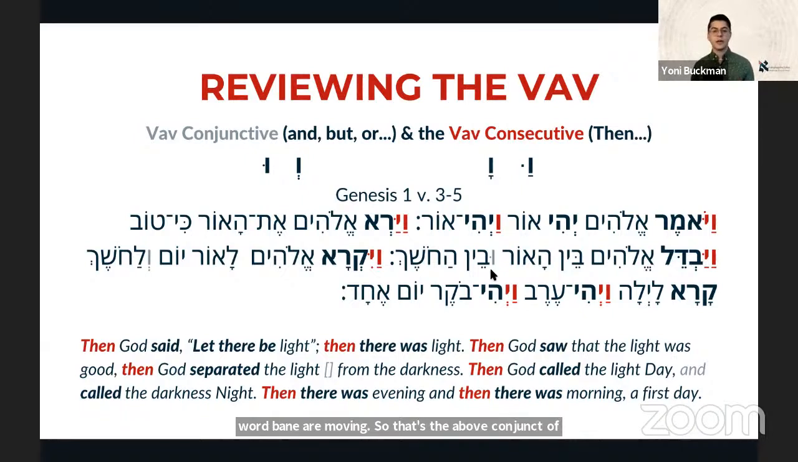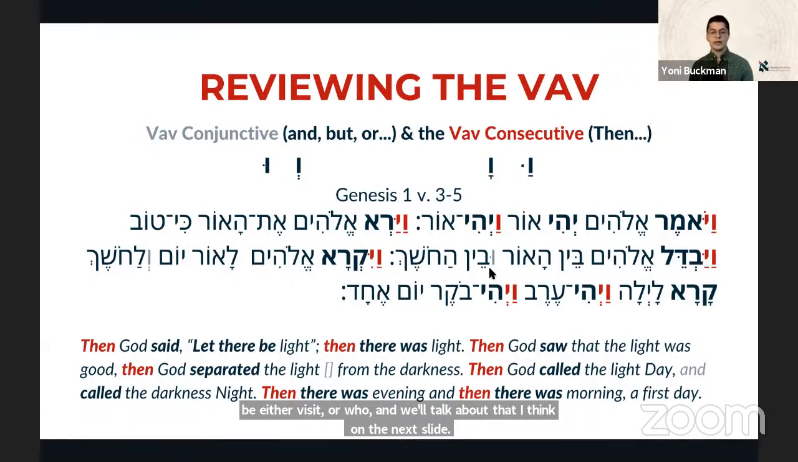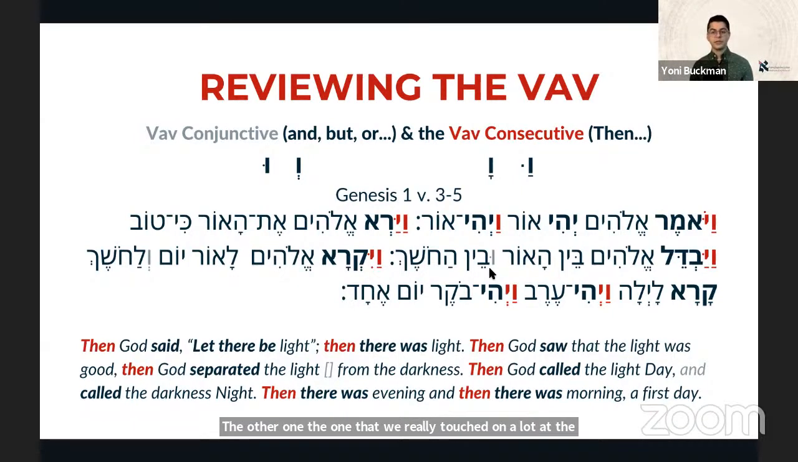Again, it's a pretty commonly known concept in modern Israeli Hebrew, and people will say it means and, that's just the vav conjunctive. And it can be either vi or u, and we'll talk about that, I think, on the next slide. The other one, the one that we really touched on a lot at the end of last session that I wanted to review, is what's called the vav consecutive.